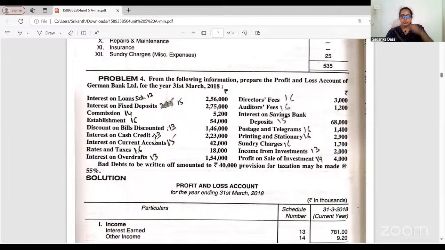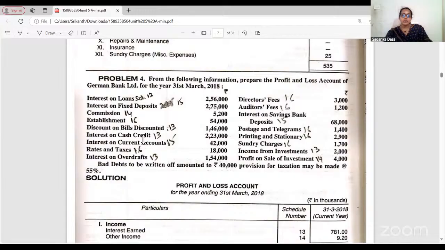Now this is one more problem where we have the same P&L account preparation. Interest on loans, schedule 13. Interest on fixed deposits, 15. Commission, 14. Establishment, 16. Establishment, say, preliminary expenses. Discount on bills discounted, 13. Whenever you see the term discount on bills discounted, it is 13. Cash credits also 13. Loans is also 13. Overdraft is also 13. Interest on current accounts, current account, fixed account, fixed deposits, recurring deposits.